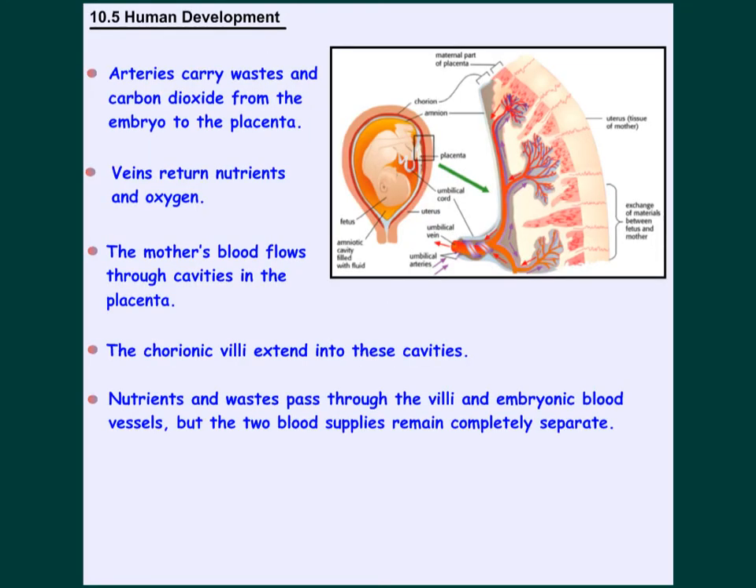So as I mentioned before, arteries carry waste and carbon dioxide from the embryo to the placenta. Veins return nutrients and oxygen. So you can see here in red, these would be considered arteries, and in blue, we would consider those veins.